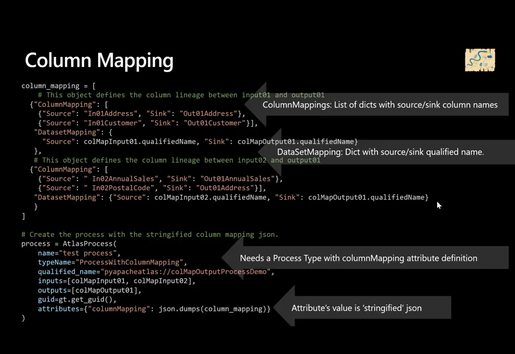Once I've created this column mapping object, I need to stringify it, right? I need to convert it to a string, and then I'll pass it to my custom process with column mapping. You'll have to create your own type for this, or leverage a built-in type like Azure Data Factory types. Then I can pass it in as an attribute. And in this case, looking at Python, I just dump it as a string, and then boom, I've got my column mapping UI to be included in the Lineage graph.